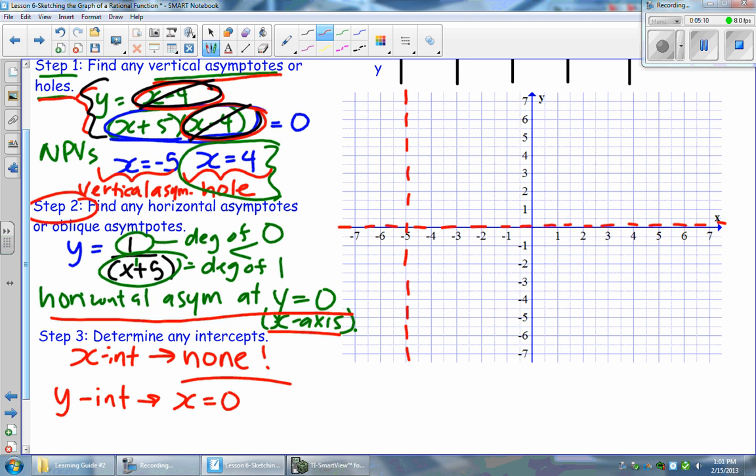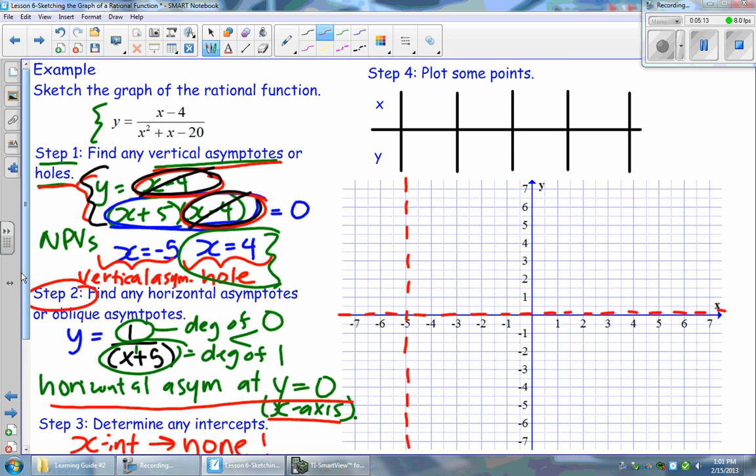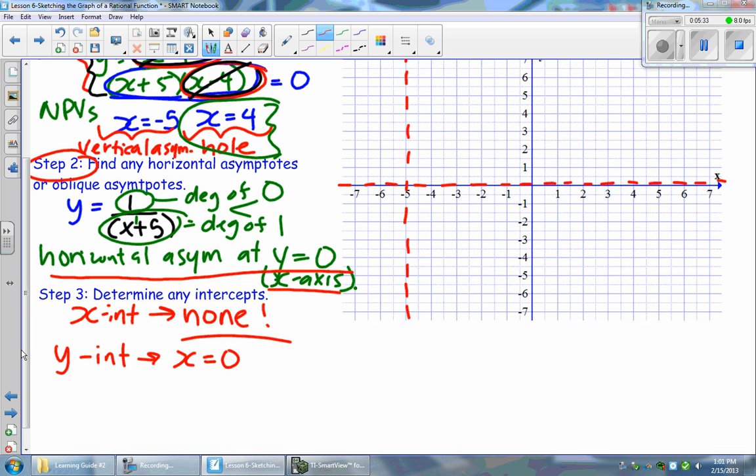And we can find the y value by going back to the original function. Wherever you see an x, put in a 0. So we have 0 minus 4 over 0 squared plus 0 minus 20. If you simplify this correctly, you're going to get a decimal value of positive 0.2. So positive 0.2 is going to be your y-intercept.